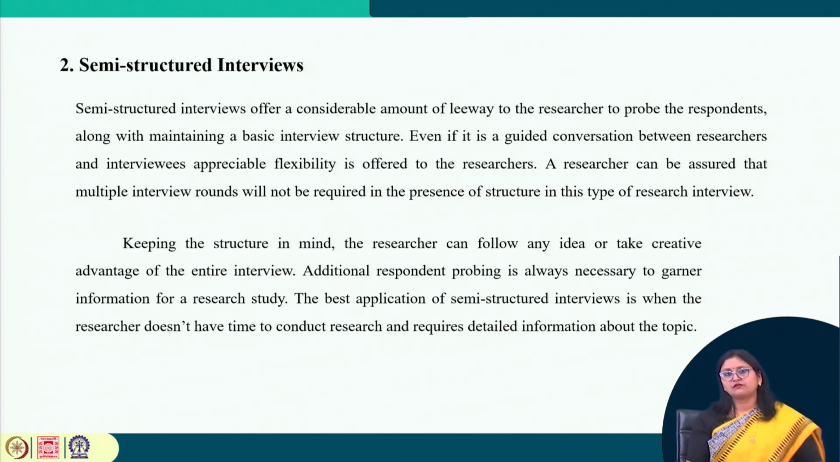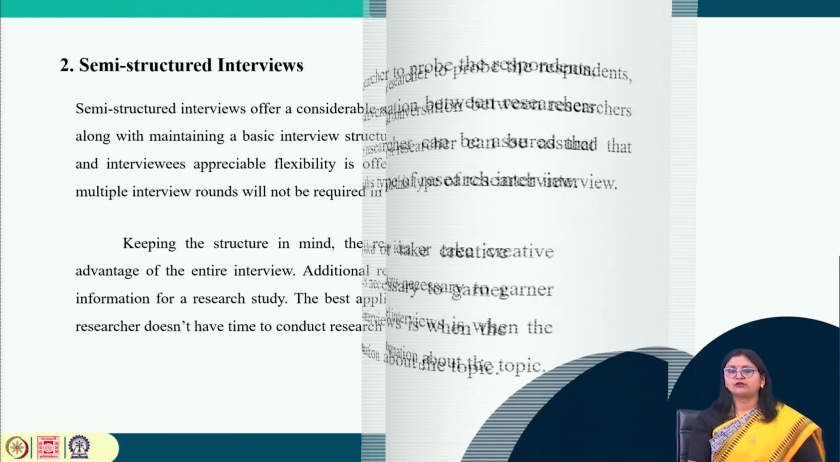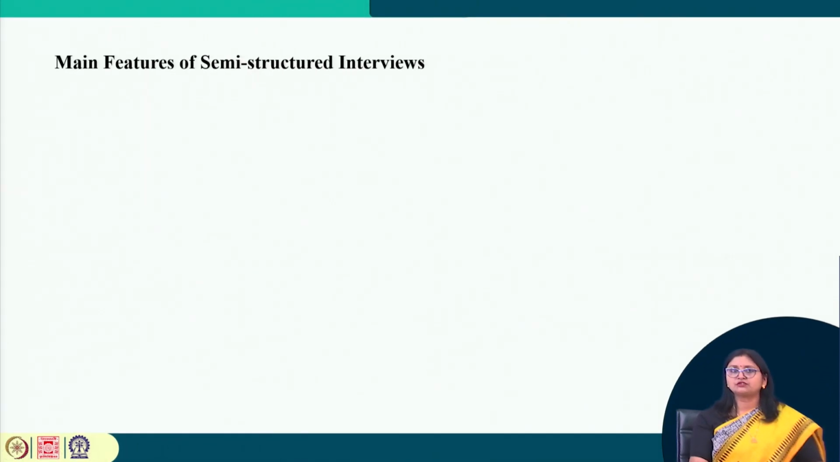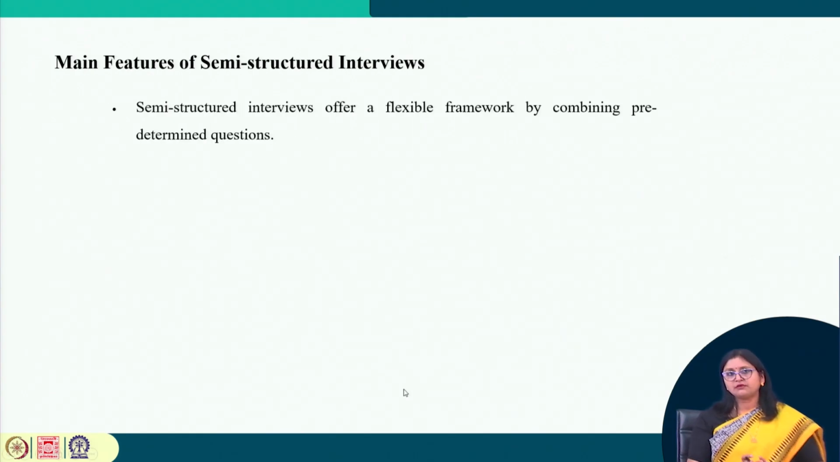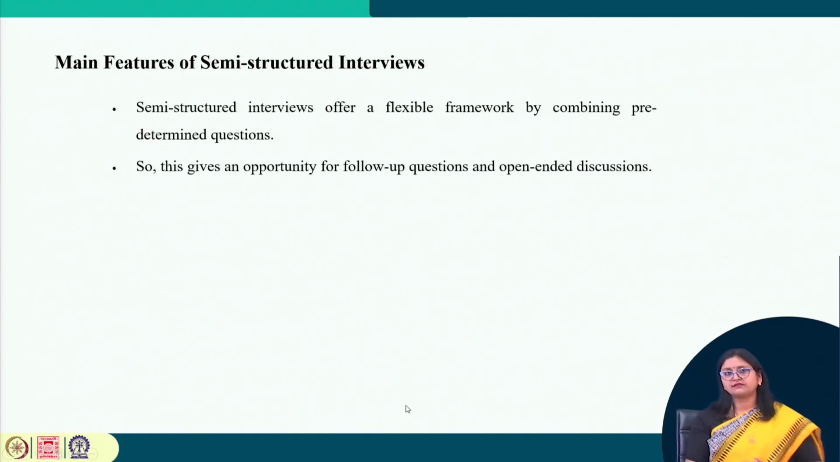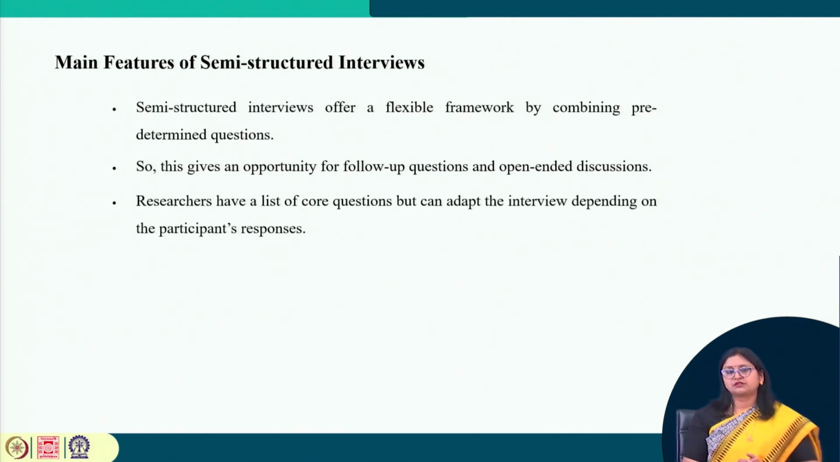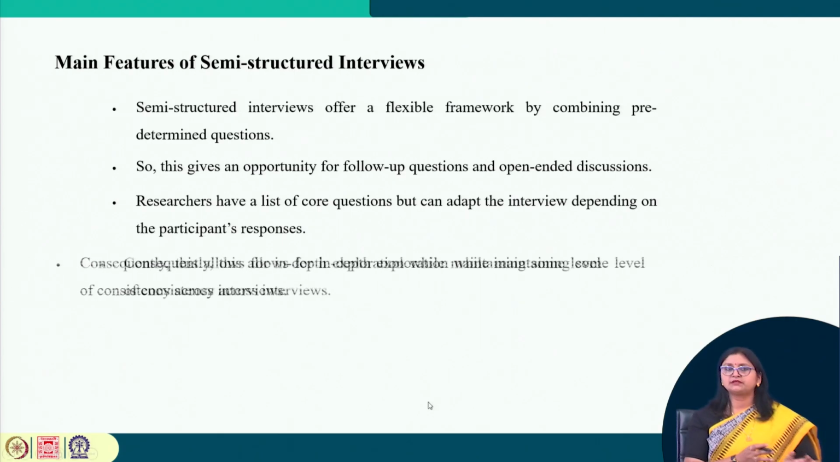The best application of a semi-structured interview is when the researcher does not have time to conduct research and requires detailed information about the topic. Main features of the semi-structured interviews: they offer a flexible framework by combining predetermined questions. So, this gives an opportunity for follow-up questions and open-ended discussions. Researchers have a list of core questions, but can adapt the interview depending on the participants' responses.